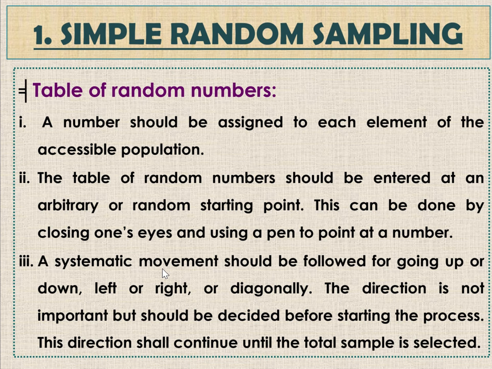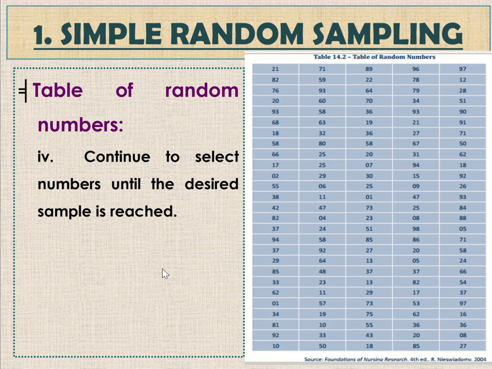So the direction is not important but should be decided before starting the process. So this direction shall continue until the total sample is selected. So tuloy-tuloy lang yung pagpili mo randomly of that number hanggang sa makuha mo na yung total sample desired. So continue to select numbers until the desired sample is reached.